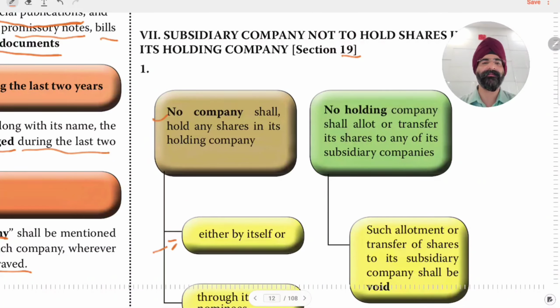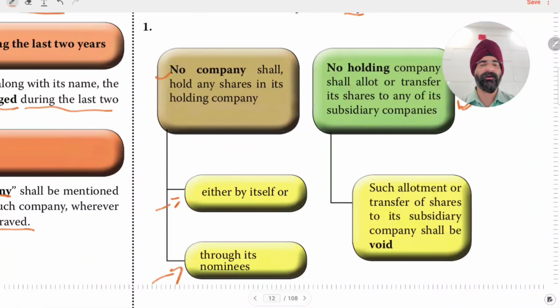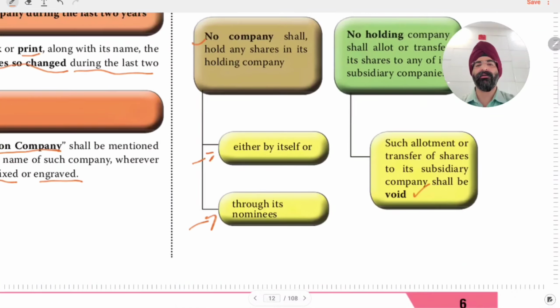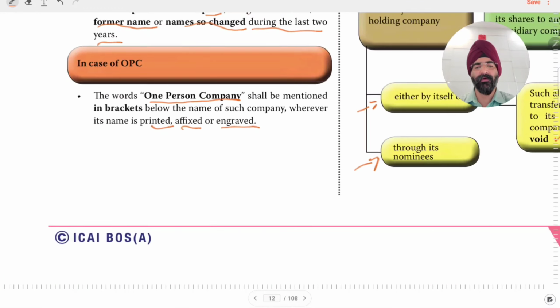Next is no holding company shall allot or transfer its shares to any of its subsidiary company. Same goes for the holding company also. It will also not allot or transfer shares to its subsidiary company. Such allotment or transfer of shares to its subsidiary company shall be void. This will be void. Okay, this is clear. It only says that a subsidiary company will not hold shares in its holding company.